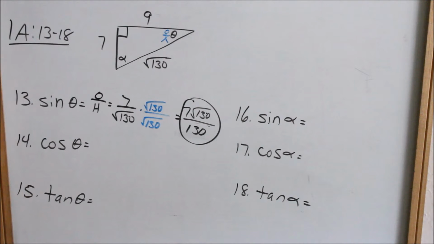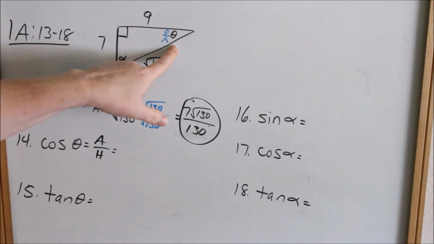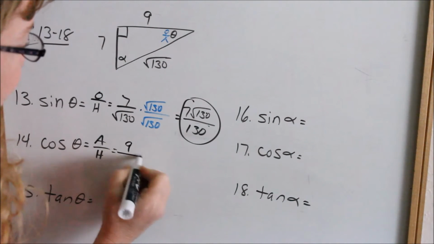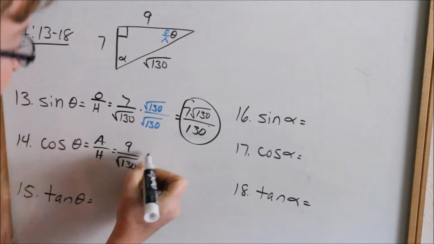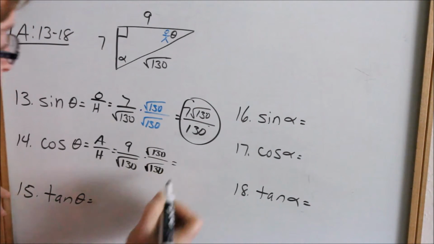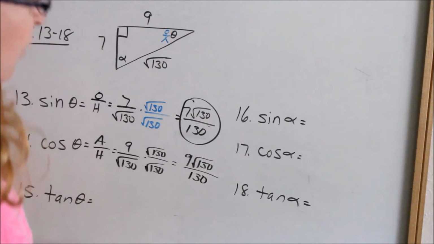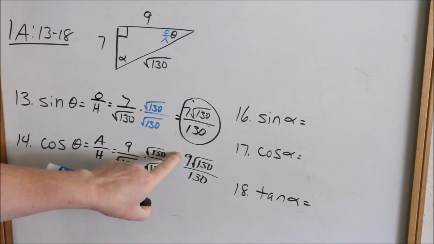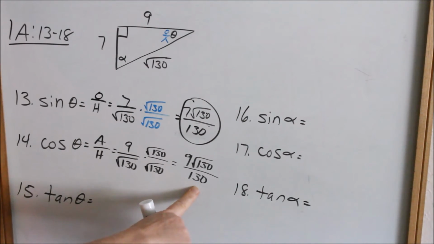Now let's do cosine theta. Cosine is adjacent over hypotenuse. If you're standing here at theta, then the side adjacent to you is 9, over the hypotenuse, which is square root of 130. Get rid of the radical in the denominator. So you have to multiply the numerator and the denominator by the square root of 130, which makes it 9 square root of 130 all over 130. And then I don't believe that 9 and 130 will reduce. Nope, I was going to see if they would both reduce by 3, but they won't. So that would be your final answer for cosine theta.